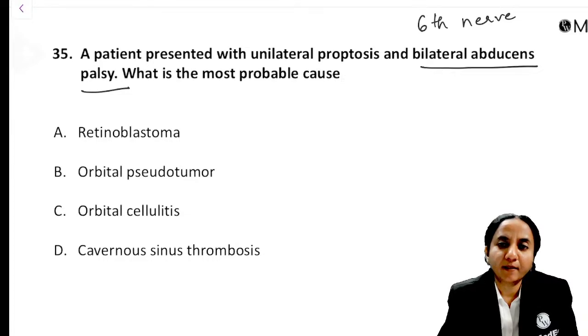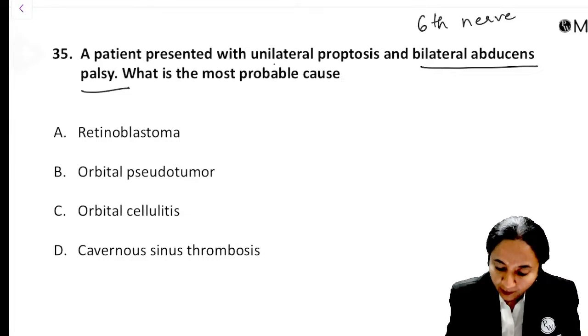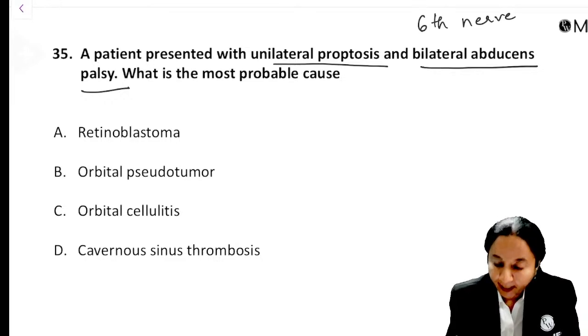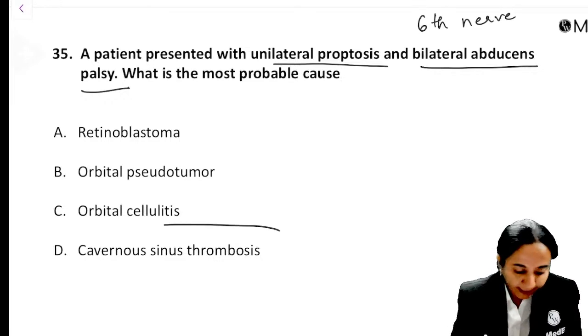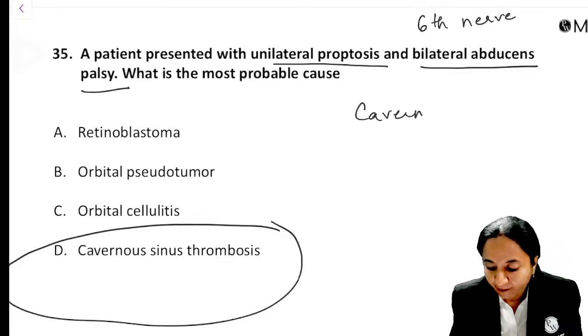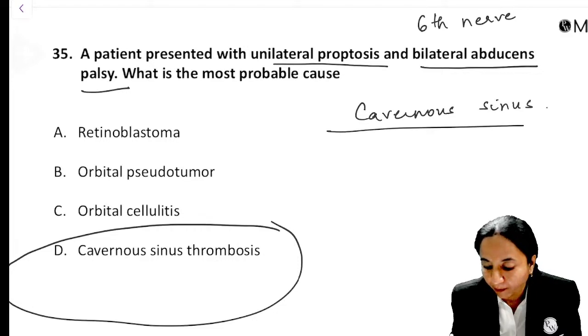What is the diagnosis? There is proptosis and there is sixth nerve palsy. So this indicates involvement of the cavernous sinus. Please remember that these are the following things you have to remember.